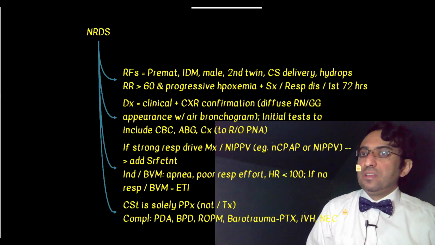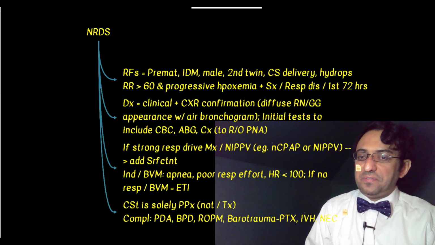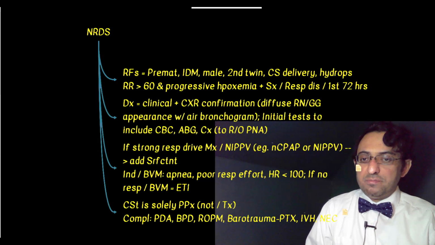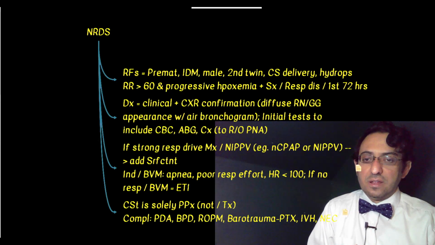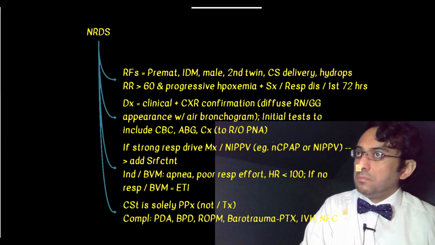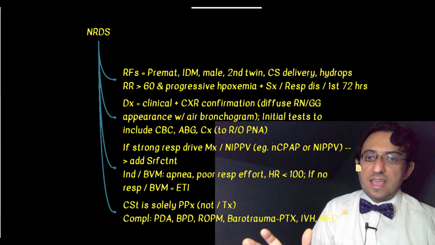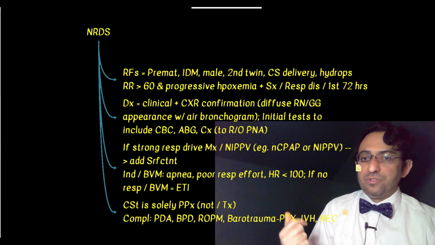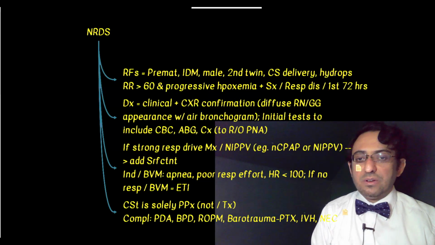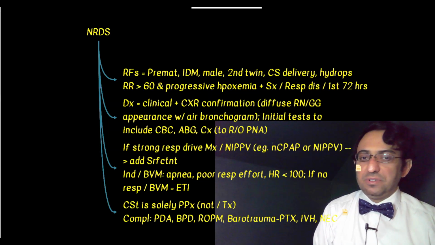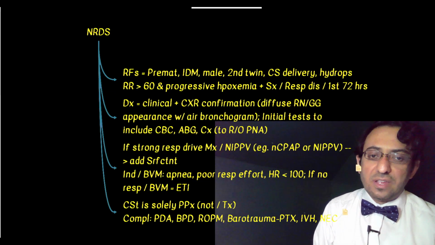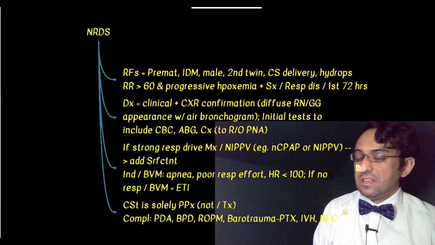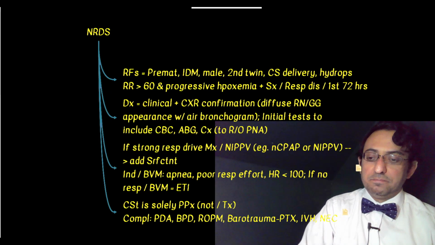Next step question for the management. If this neonate fails to respond to bag valve mask, what's the next step? Endotracheal intubation. So, to put it simply, we start with NCPAP if there is strong respiratory drive. If there is weak respiratory drive or heart rate is less than 100 or the infant is apneic, we use bag valve mask. And if no response to this, we will intubate the patient.